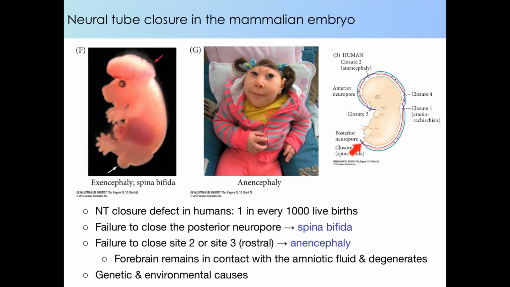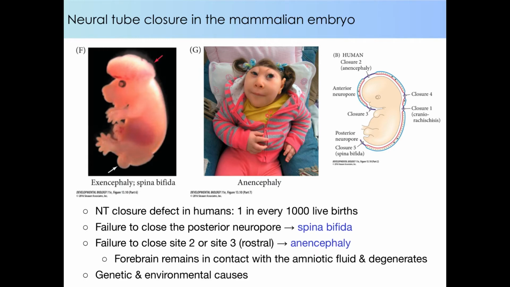If the posterior neuropore fails to close, a child will be afflicted with spina bifida. The severity of spina bifida depends on how much of the spinal cord remains exposed. So in some cases, there are no symptoms that are apparent, while in more severe cases, spina bifida can result in things like poor bladder control and difficulty walking.